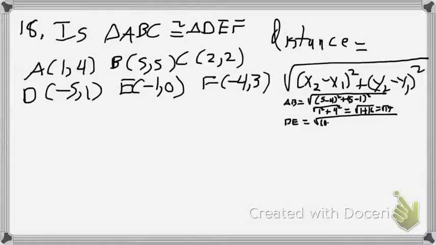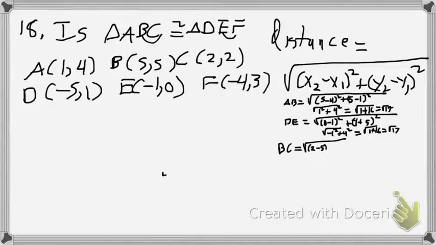So here, what we did was we went AB: 5 minus 4 squared plus 5 minus 1 squared gives us 1 squared plus 4 squared. That gives us 1 plus 16, that gives us the square root of 17. So we now know that the distance from A to B is the square root of 17. So now we want to run through the same calculation with DE, and we get the same thing, the square root of 17. Next step, BC and EF.